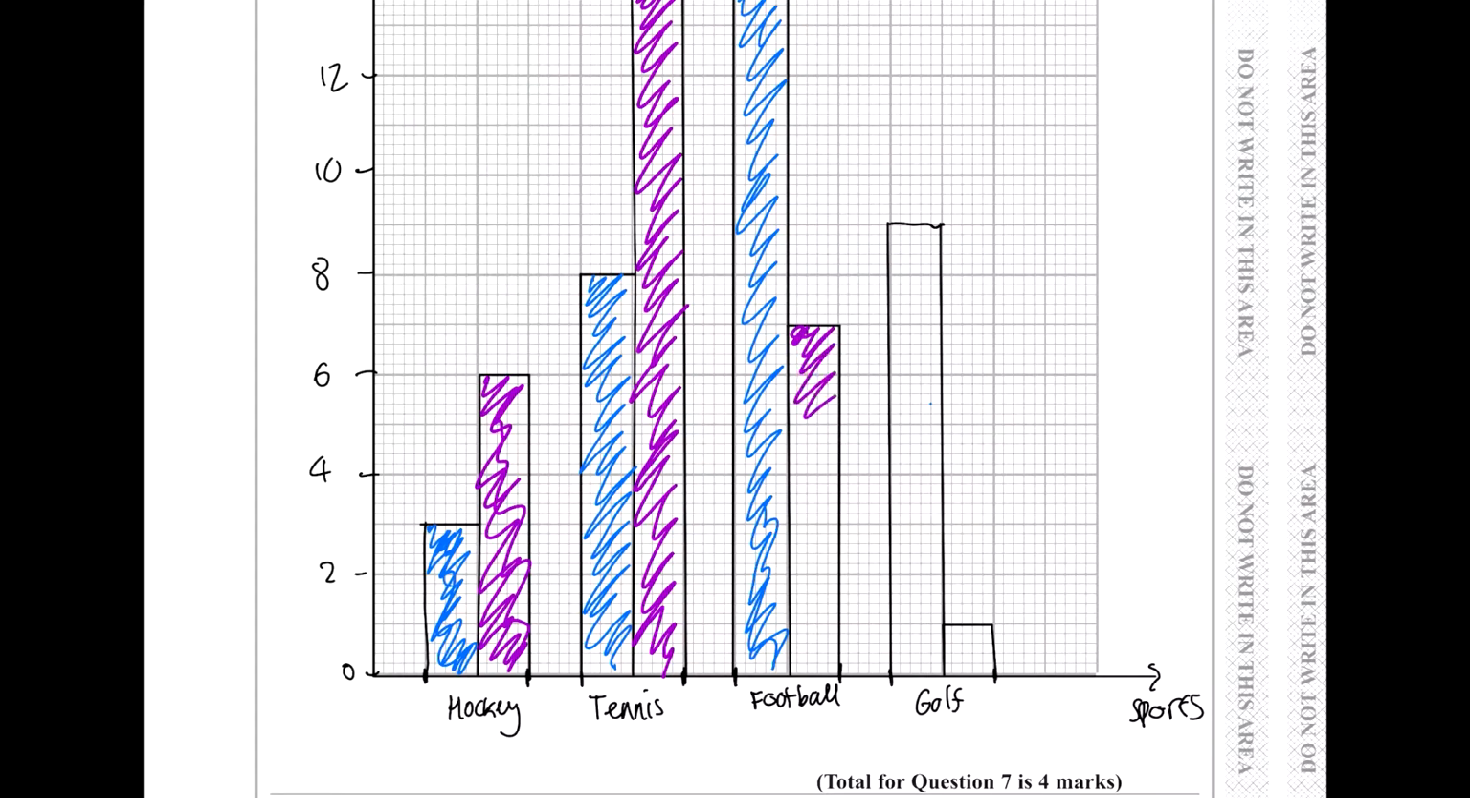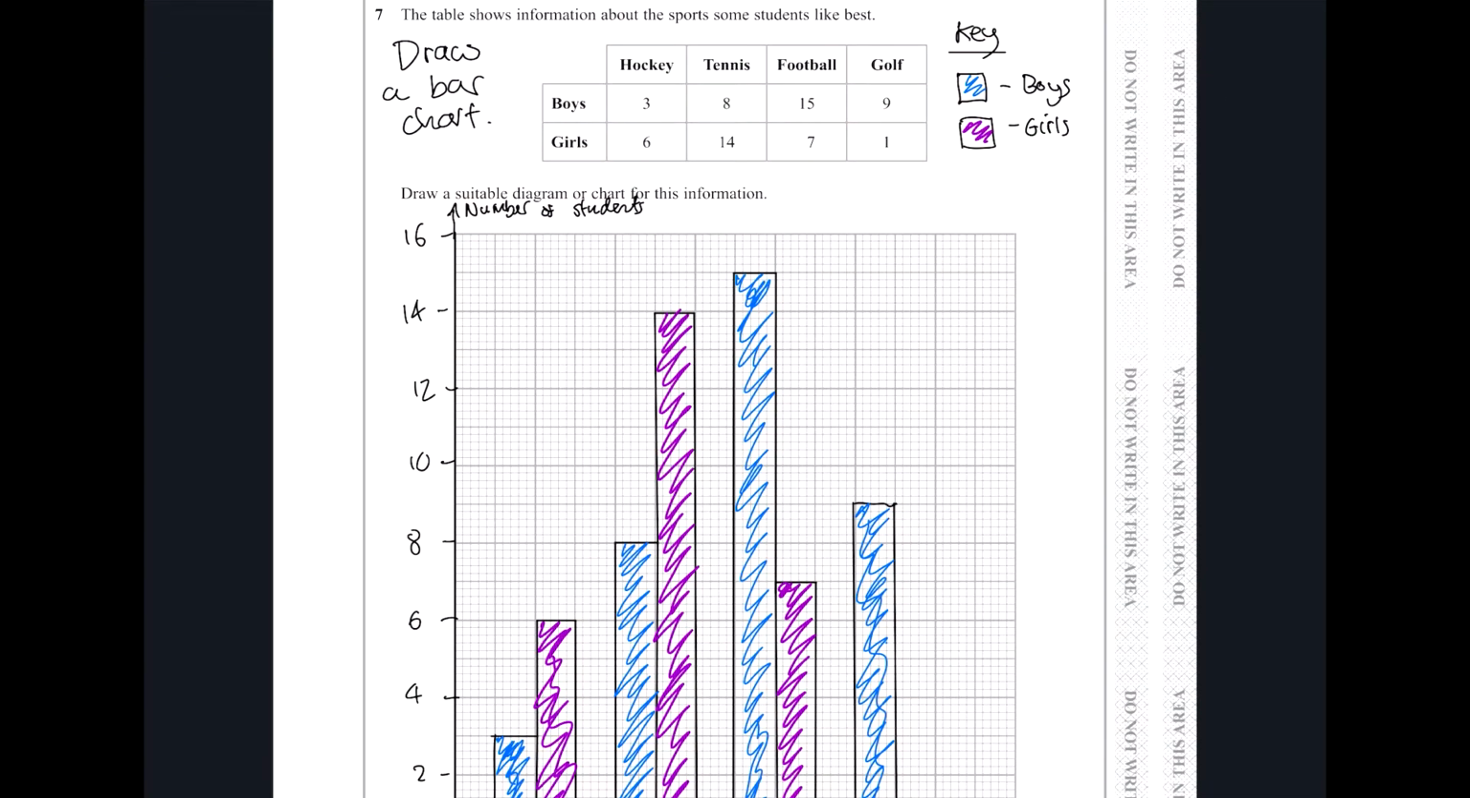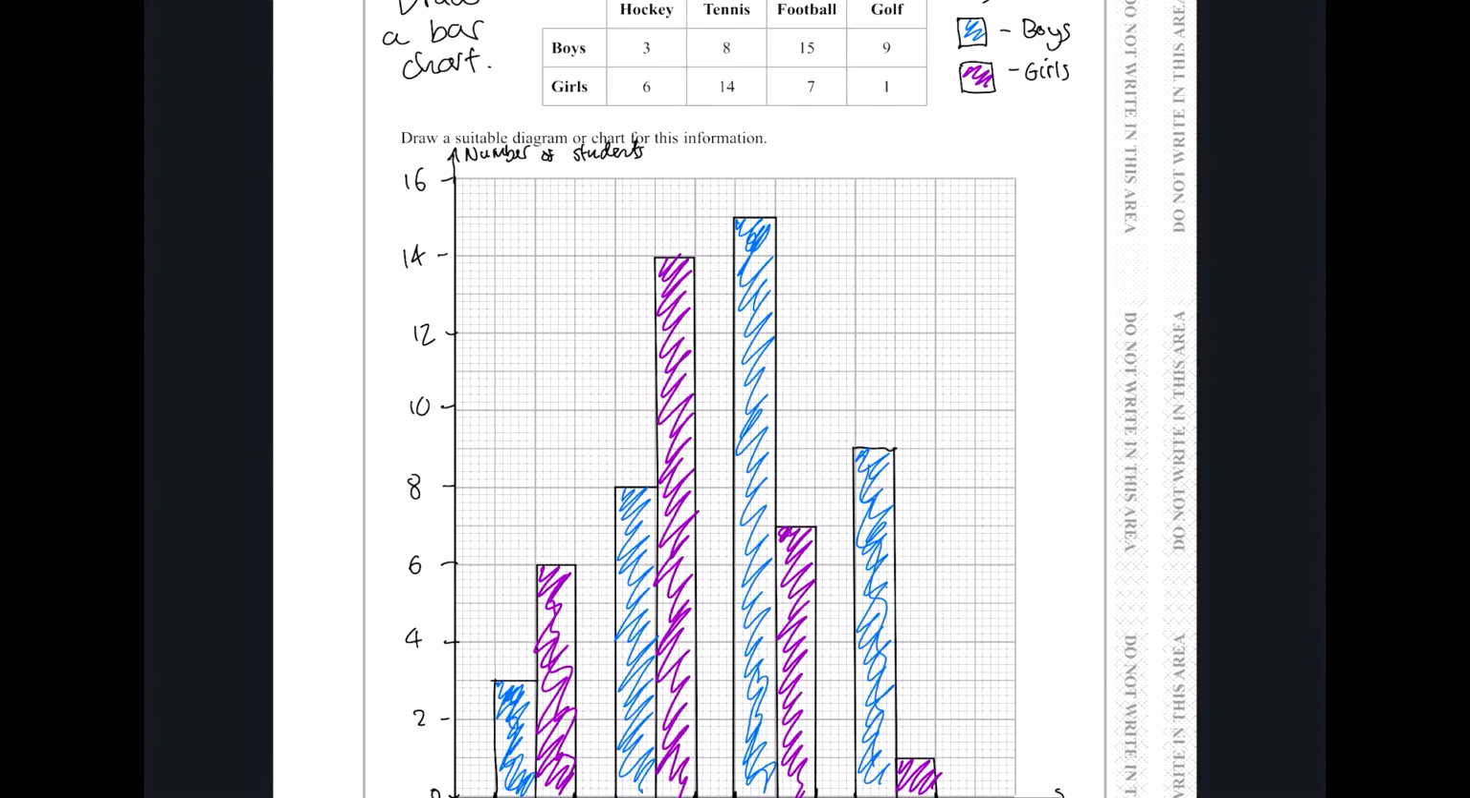Girls here. And we have boys here. And then we have girls here. Now, just some advice. If you do not have colors, then you do not need to use colors. Instead, you could just shade it in with your pencil. Let's just say you shade boys in and then leave the girls blank. And that will also be fine.